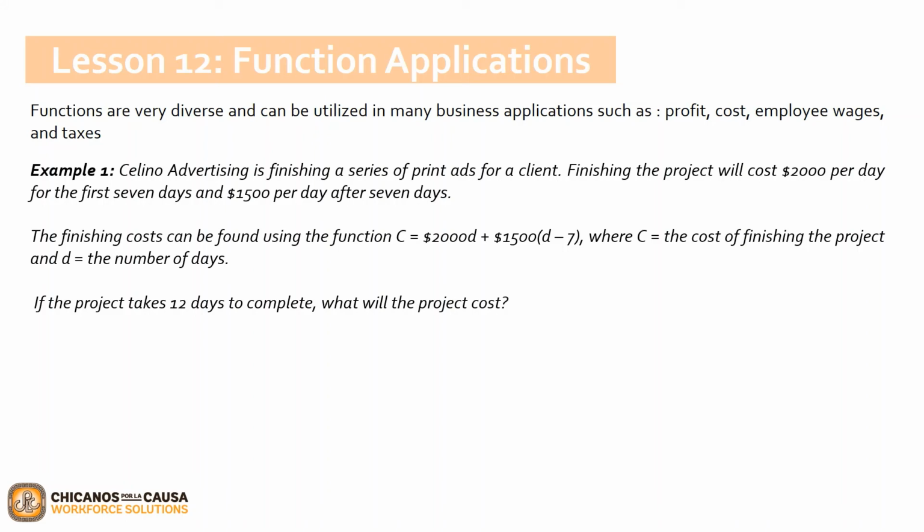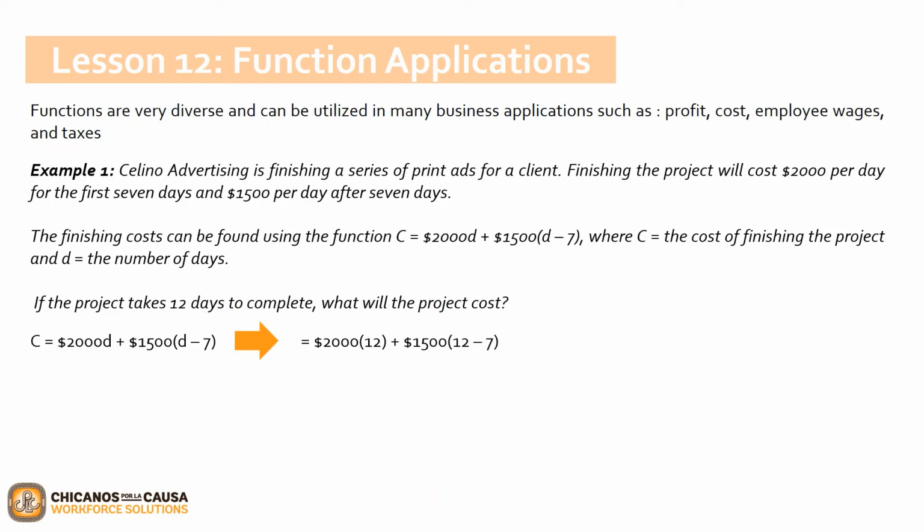This one's pretty simple in the sense that we're already given an equation and we're already being told what some of these variables stand for. So now we're just going to plug in that information into the formula that we were given. If we have C equals 2,000D plus 1,500 times D minus 7, we're going to plug in that 12 in place of the D. So it's taking 12 days. This gives us 2,000 times 12 plus 1,500 times 12 minus 7.